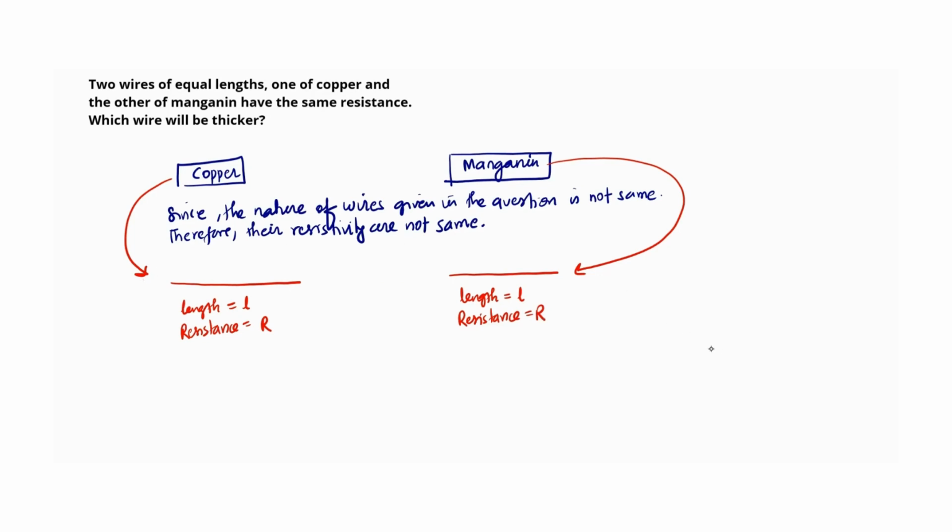Now we are asked to find which wire will be thicker. This is to be noted. So in order to find or compare which wire is thicker, we need to compare their area of cross section. So I'm writing CSA, cross sectional area for copper, denoted by the symbol AC, and cross sectional area for manganin, denoted by the symbol AM.